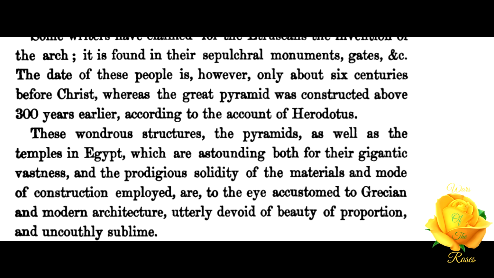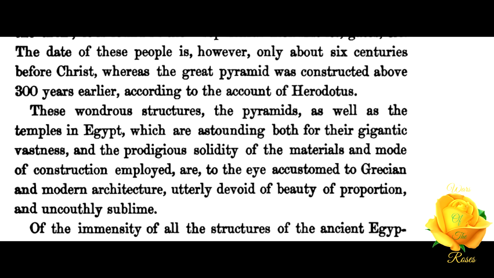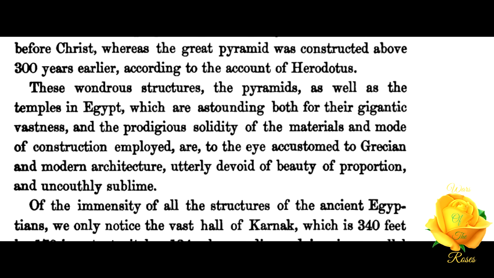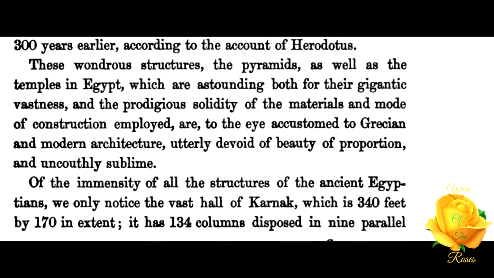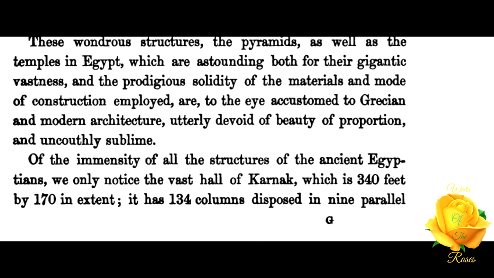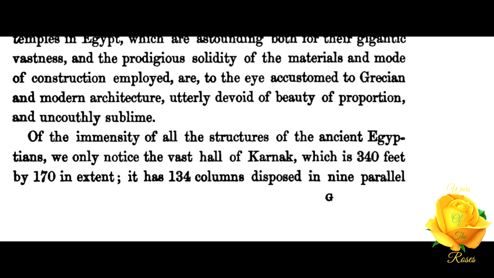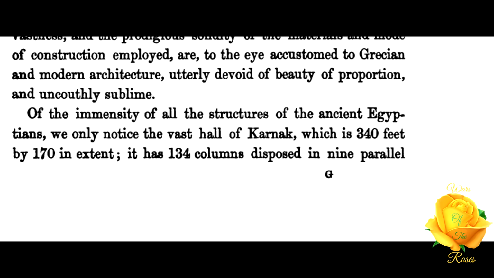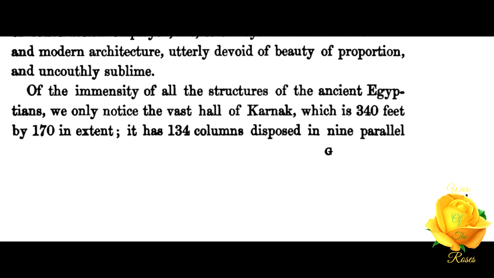These wondrous structures, the pyramids as well as the temples in Egypt, which are astounding both for their gigantic vastness and the prodigious solidity of the materials and mode of construction employed, are, to the eye accustomed to Grecian and modern architecture, utterly devoid of beauty of proportion and uncouthly sublime. Of the immensity of all the structures of the ancient Egyptians, we only notice the vast hall of Karnak, which is 340 feet by 170 in extent.